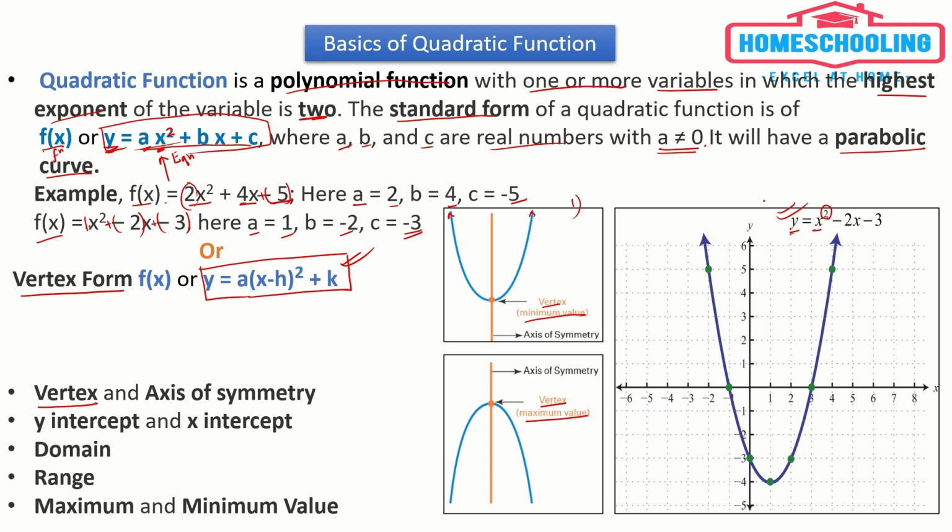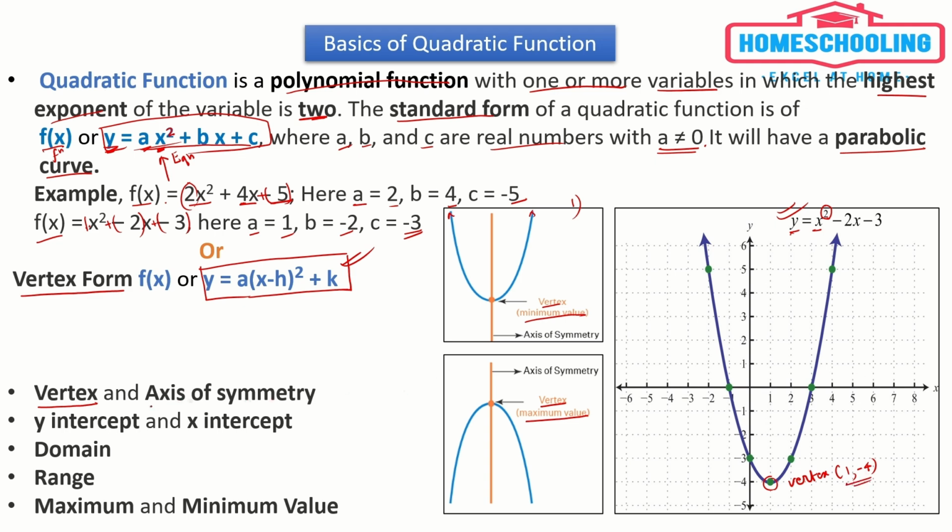When we have an opening in the upward direction, what is going to be the vertex? The vertex is going to be the minimum value. Here, this is our vertex, and when x is 1, y is -4. So for this question, our vertex is (1, -4). The vertex coordinate is (1, -4).